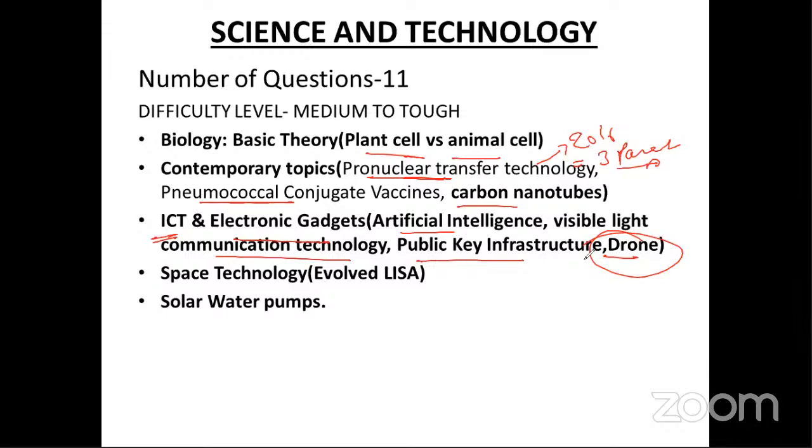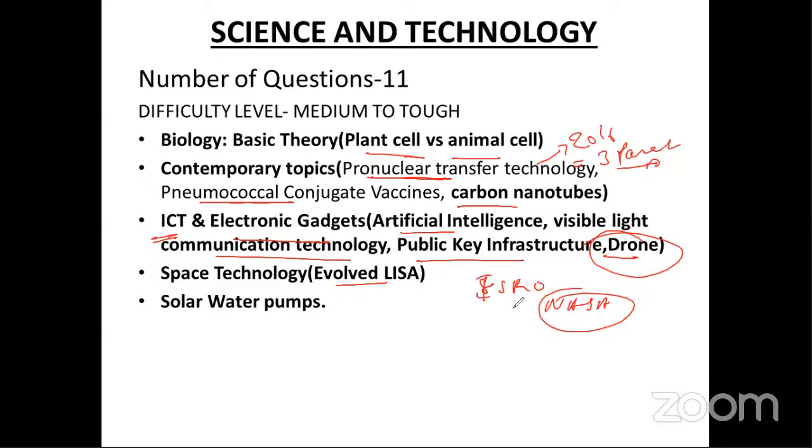So the best way for science and technology is to solve the past year questions. This is the subject where you will find a real benefit if you have already solved the last 10 years of question papers. Okay, then space technology, whatever technology has evolved recently. Maybe the topic will be from space: what ISRO is planning, what NASA is planning for launching new satellites, what is the objective of a particular satellite. Your focus should always be on new technologies of NASA, ISRO and the European Space Agency. What they are planning to launch next year and what the objective behind it is, what they want to study.